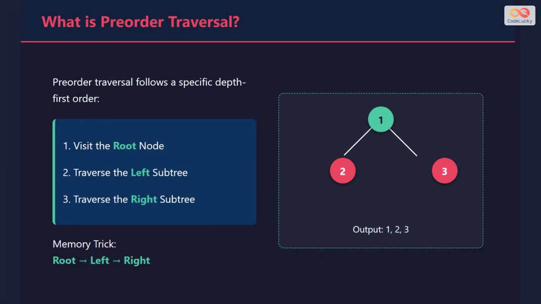First, let's refresh the concept of preorder traversal. The rule is simple: root, then left, then right. We process the current node, then move to the left subtree, and finally the right subtree. This order must be preserved regardless of whether we use recursion or iteration.